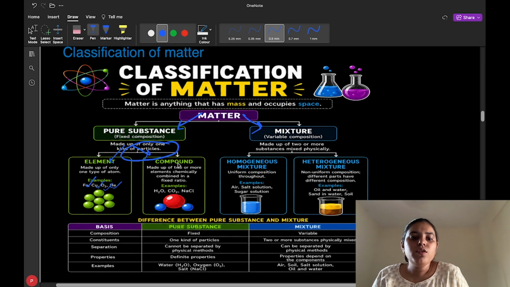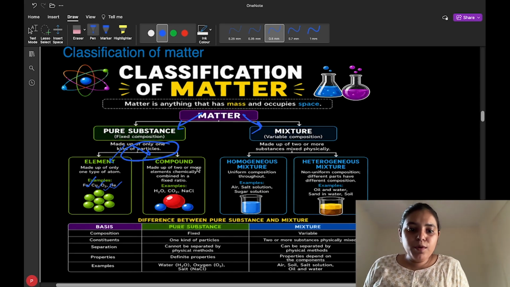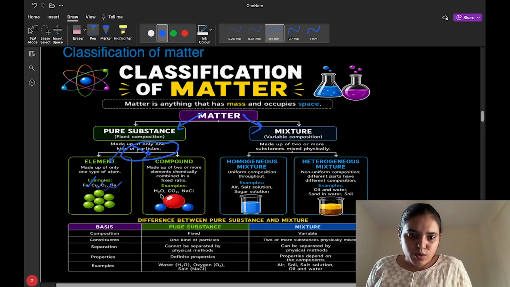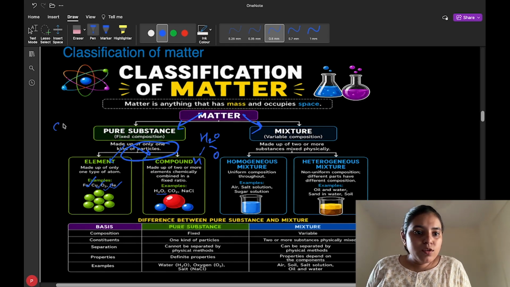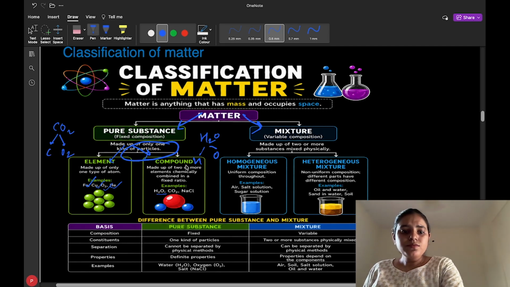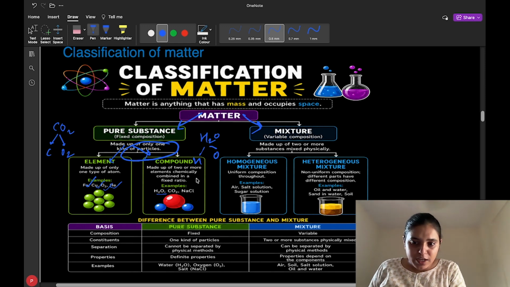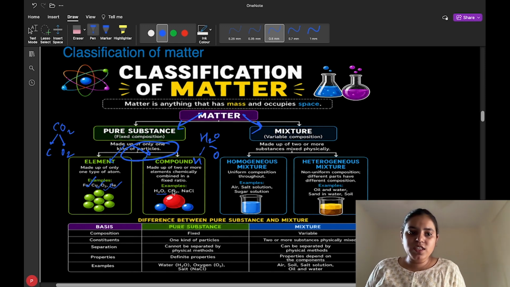Now, what is a compound? A compound is made up of two or more elements chemically combined in a fixed ratio. So H2O is made up of hydrogen and oxygen. How is CO2 made? CO2 is made up of carbon and oxygen. So a compound is formed when two or more elements chemically combine in a fixed ratio.